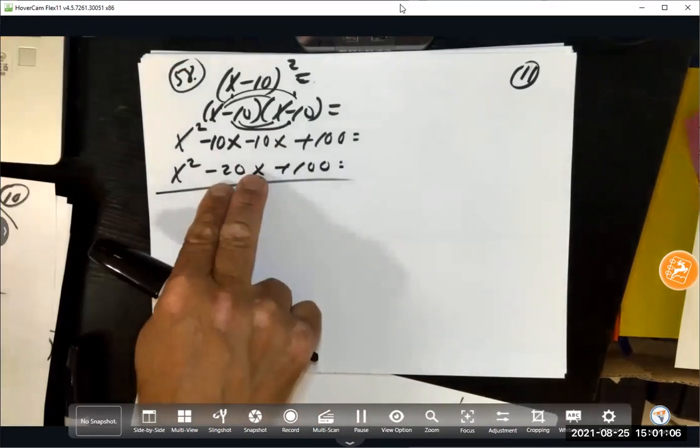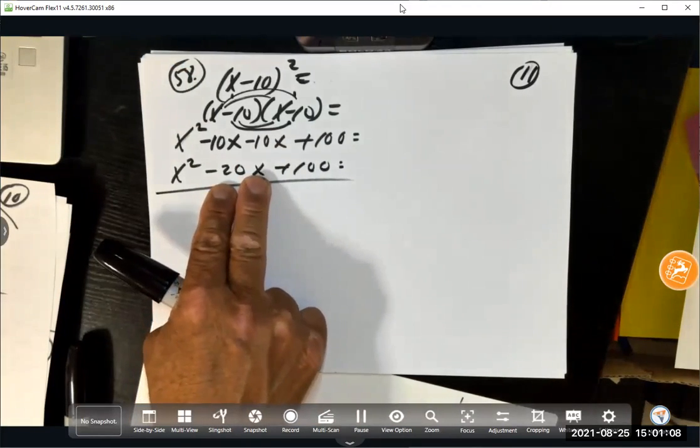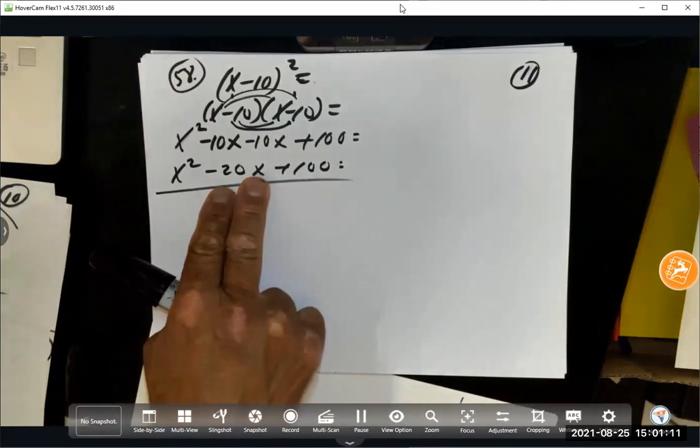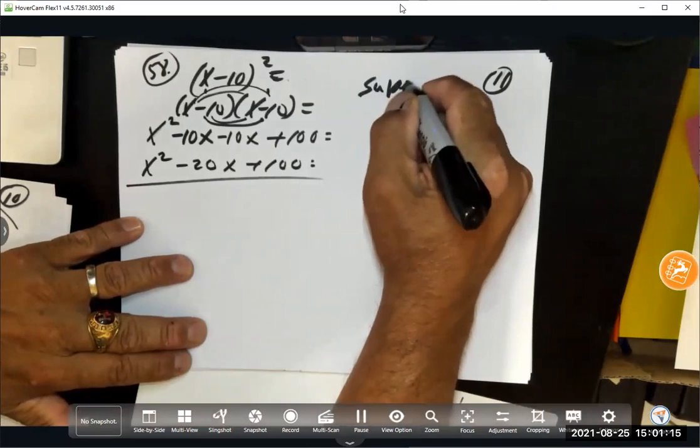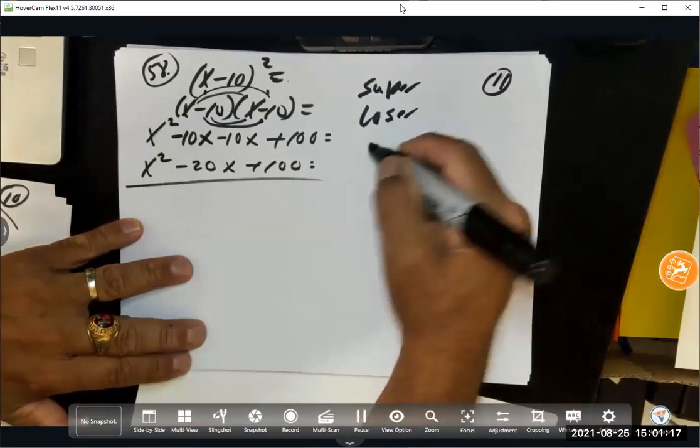Y'all see why it's a negative in the middle? Yes. You lost, and then you lost more money. And then this is where, I'm going to tell you what else is going to happen. Super loser friend.